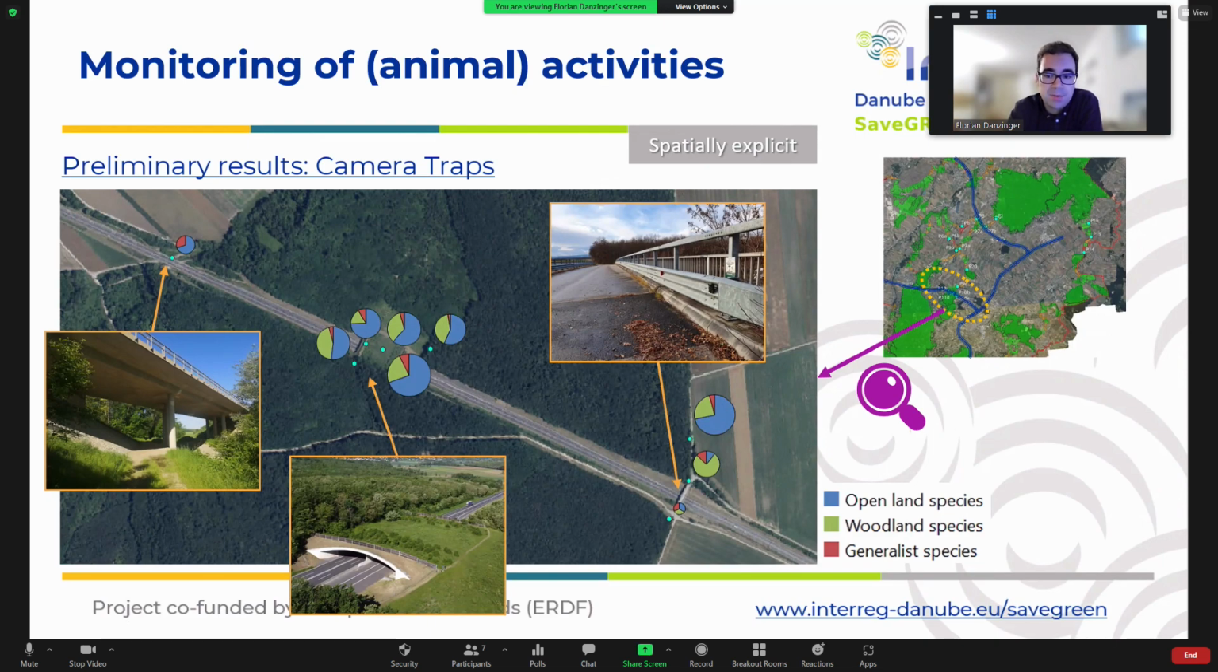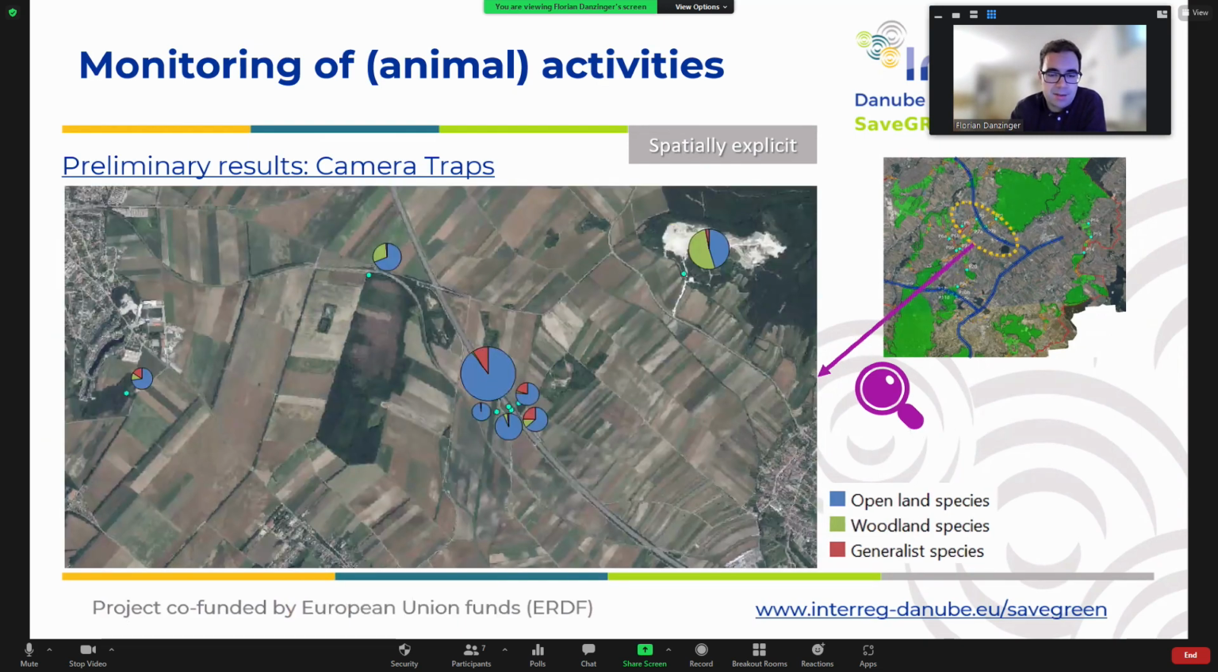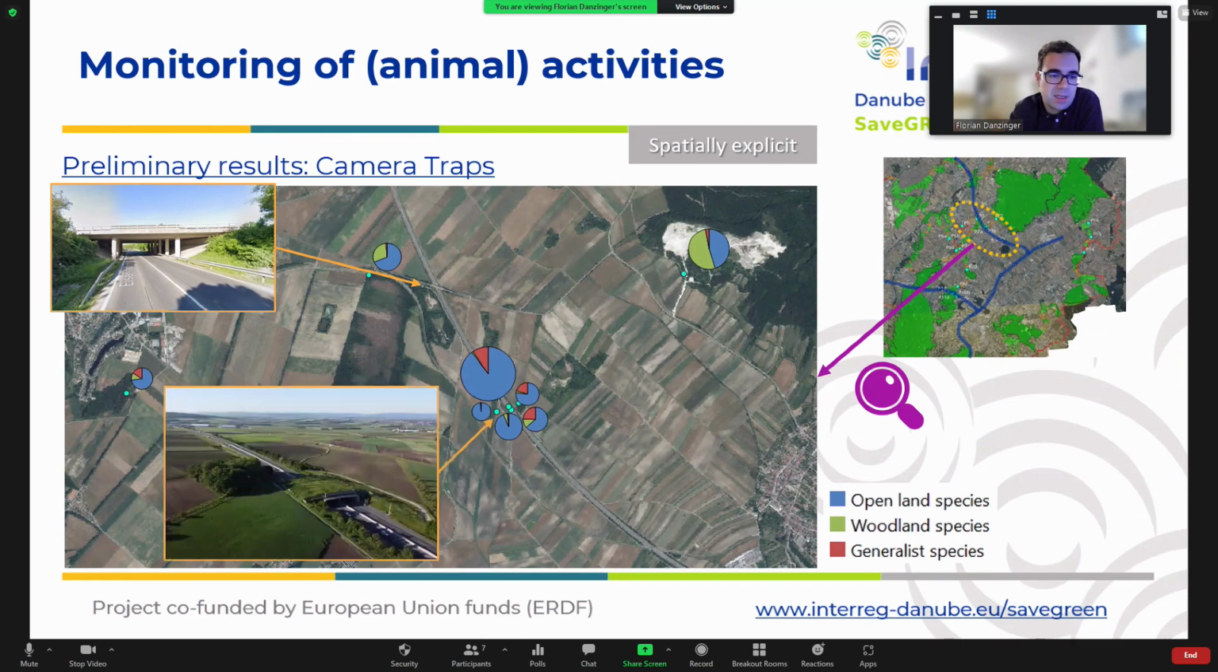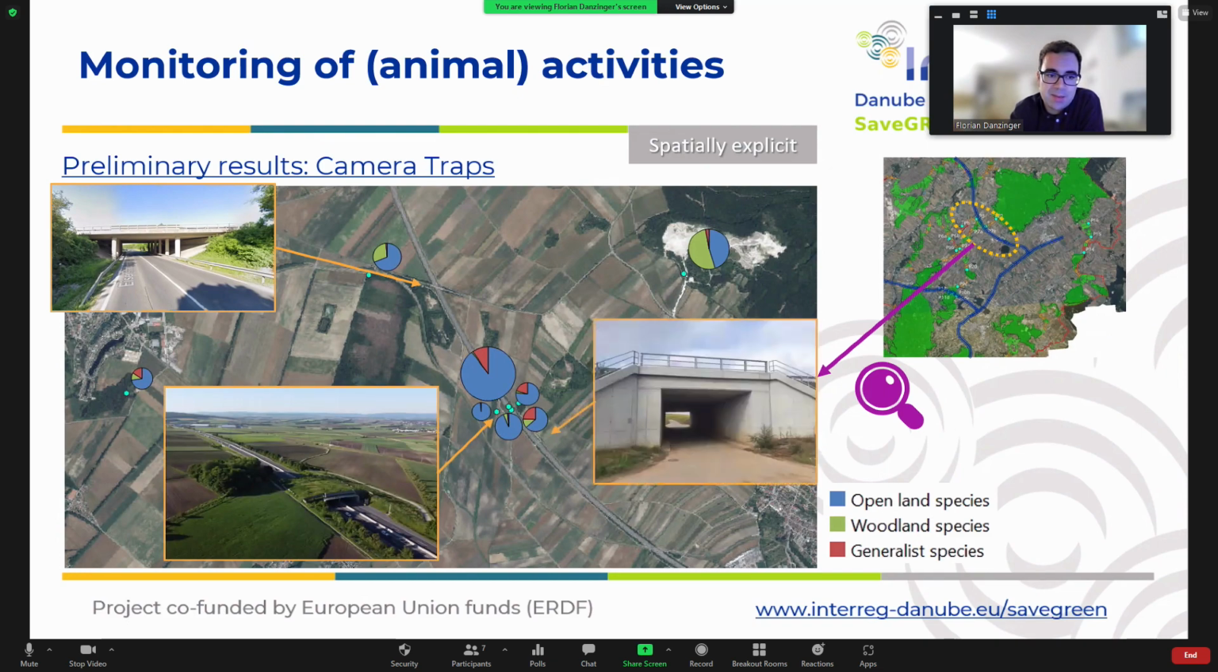We have a lot of woodland species there, a lot of open land species, and some of these so-called generalist species. And when we look at the northern green bridge in Mühlendorf, which is a green bridge situated in the open landscape, compared to the one I just showed you, there are again three possibilities to potentially migrate. Here is a road underpass, and we have this big green bridge again, the small underpass here.